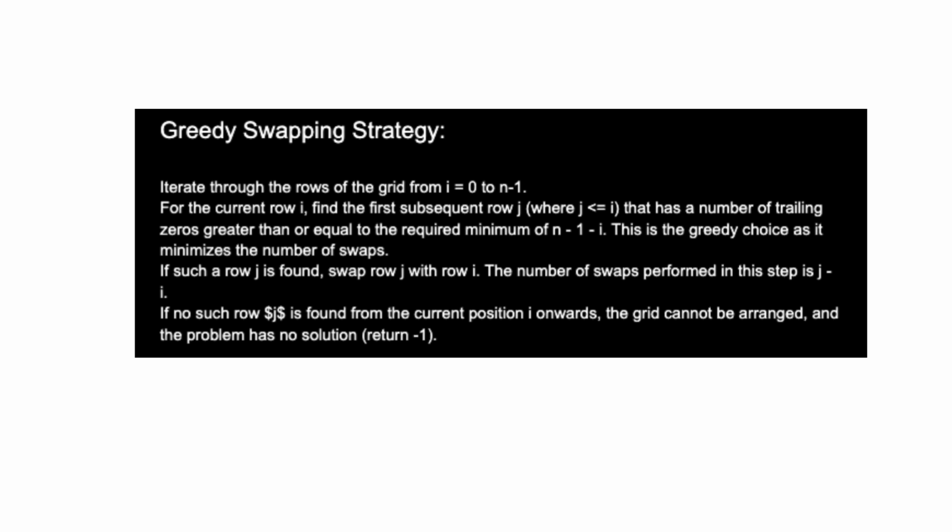This greedy approach works because for each position we pick the nearest valid row. Choosing any row further down would only increase swaps. So this guarantees minimum swaps.